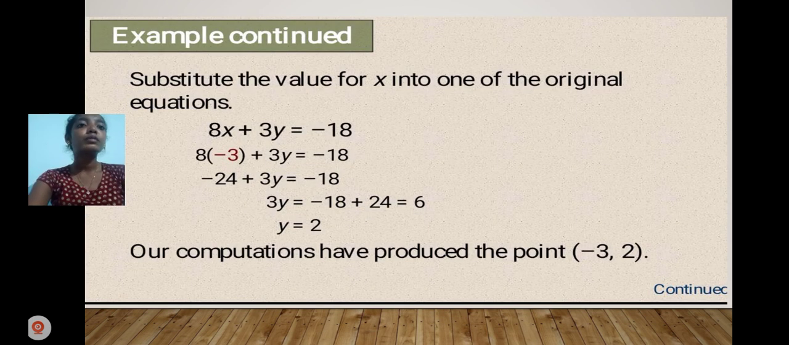Substitute the value for x into one of the original equations. 8x plus 3y equals minus 18. 8 times the x value, minus 3. So 8 times minus 3 plus 3y equals minus 18. 8 times 3 is 24, so minus 24 plus 3y equals minus 18. 3y equals minus 18 plus 24. Minus 18 plus 24 equals 6. So the y value equals 2. Our computations have produced the point minus 3 comma 2.